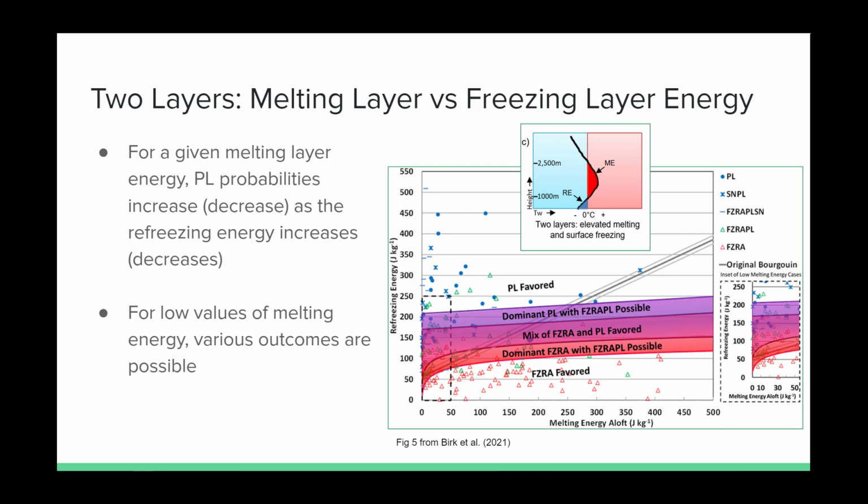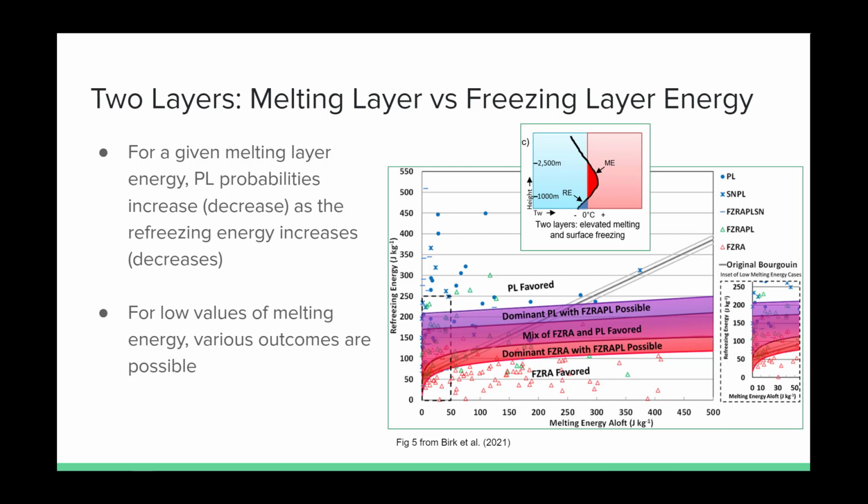So figure 5 here from Burke allows us to visualize how these layers interact, and probabilistically. Each point on the graphic is an observed case, and the melting layer is plotted along the bottom axis, with the refreezing layer energy along the vertical axis.